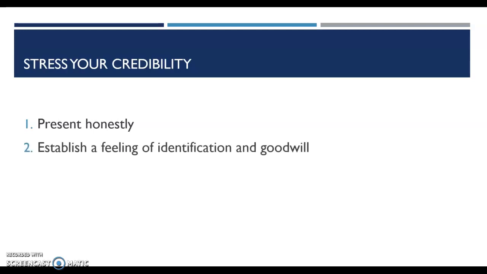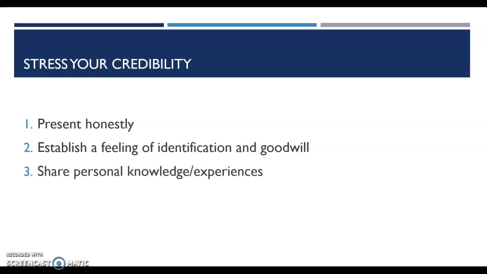You need to stress your credibility. Remember, credibility is letting people know that you know what you're talking about. So you need to present your information honestly. Don't create facts just to help your persuasion techniques. Establish a feeling of identification and goodwill. So this means that you want to let them know that you identify what's going on and what you want them to believe, and that you're doing it from the goodness of your heart. You're not trying to be sneaky or sly about it.